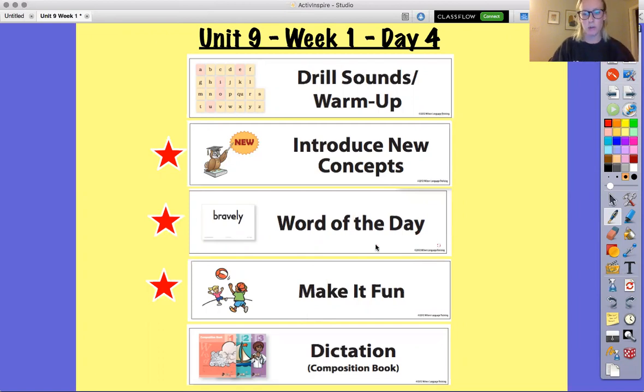And then I'll show you the Make It Fun page, but I've also posted a picture of it on S'more so that you guys can see it and do that sort of as an optional activity at home. I'll try to double post that onto Seesaw so you have it in both places if you need it. But again, Make It Fun would be optional. Word of the day we're going to look at together, and then introduce new concepts we'll also do together.